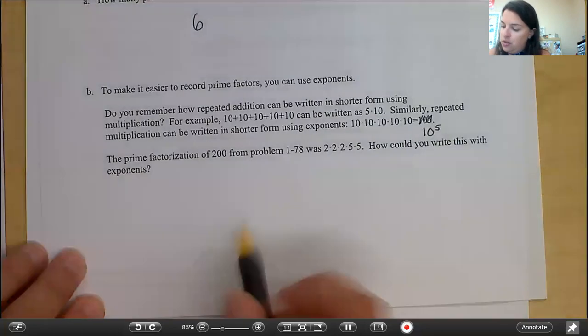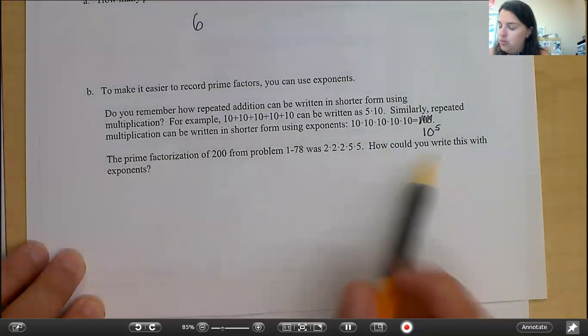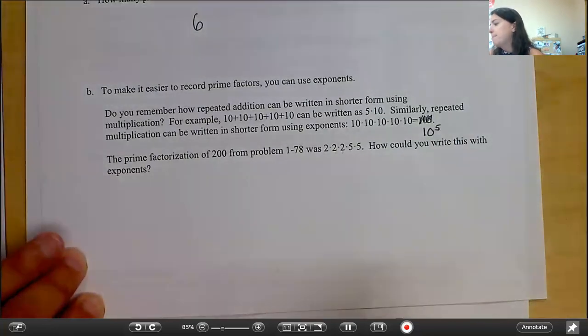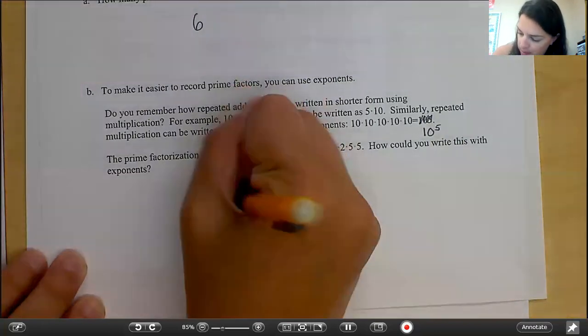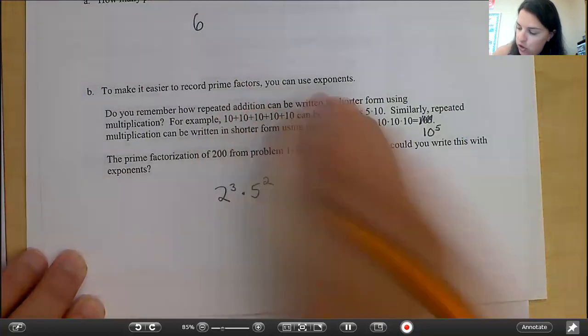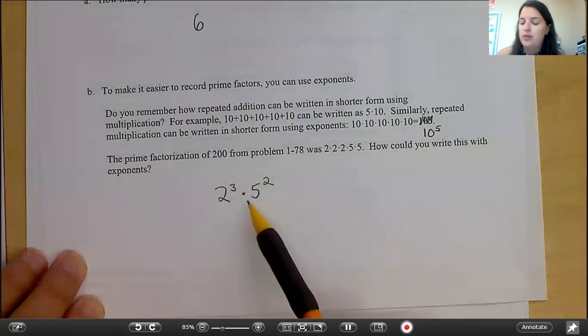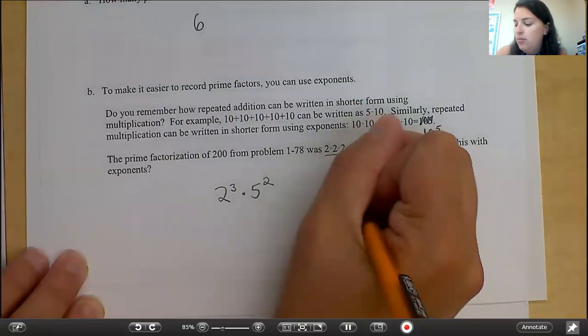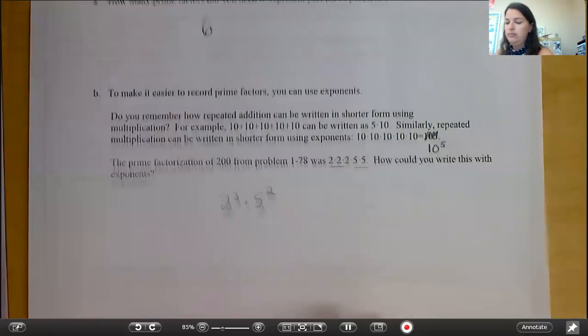The prime factorization of 200 from problem 178 was 2 times 2 times 2 times 5 times 5. How could you write this with exponents? So go ahead and try. Okay, so hopefully you came up with 2 to the 3rd times 5 to the 2nd. I just said it wrong before. It's how many times the number appears. So again, 2 to the 3rd times 5 to the 2nd.